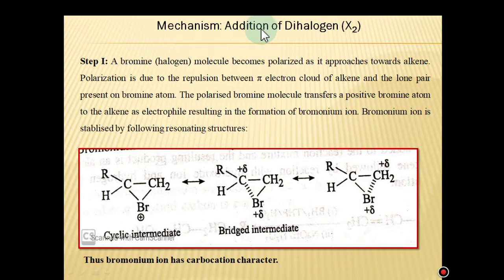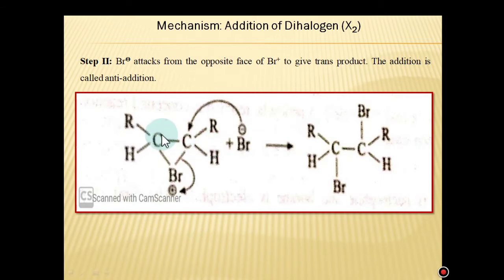What is the mechanism of addition of halogen? In step 1, the halogen reacts with the double bond and forms the halonium ion. This is a cyclic halonium ion. In another step, the halide ion reacts from the opposite side of the halonium ion and forms the 1,2-dihaloalkane. So this is called anti-addition, because one side is blocked and from the opposite side the nucleophile attacks that carbon.